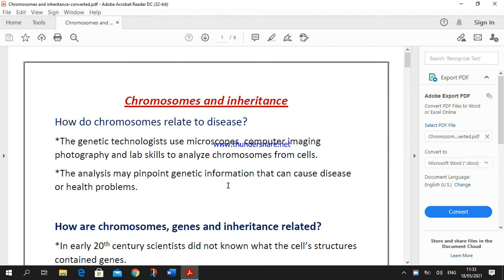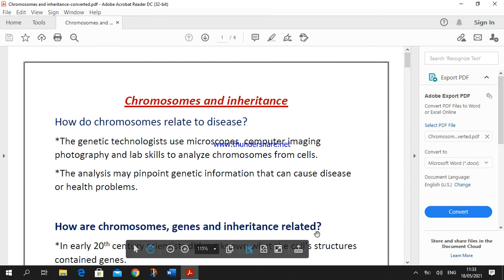We know that the scientist or the genetic technologist use microscopes, computer imaging, photography, and lab skill to analyze chromosomes from the cell. And after analysis, they focus on genetic information that can cause disease or health problems.